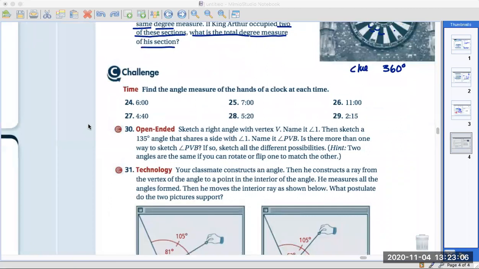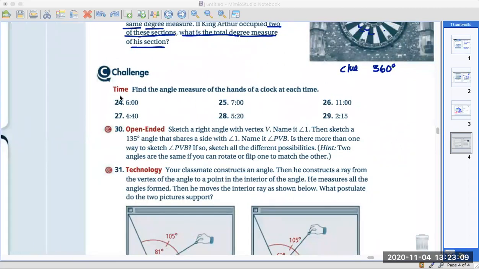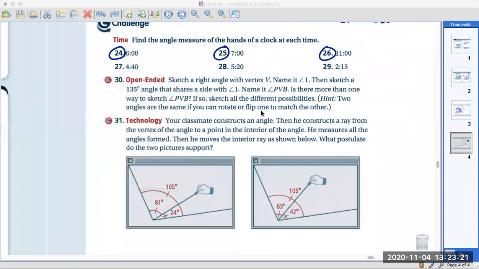And this one is interesting. If you know the clock, then you can figure out 24, 25, and 26, because the hands of a clock form an angle. What angle is it at 6 o'clock, at 7, and at 11? And also this one is super.